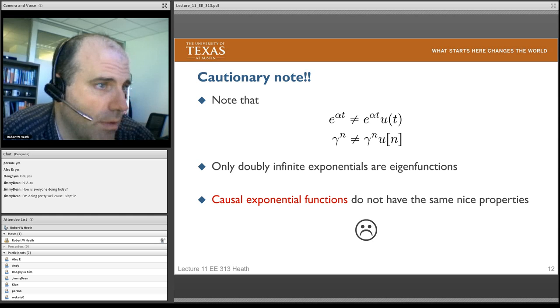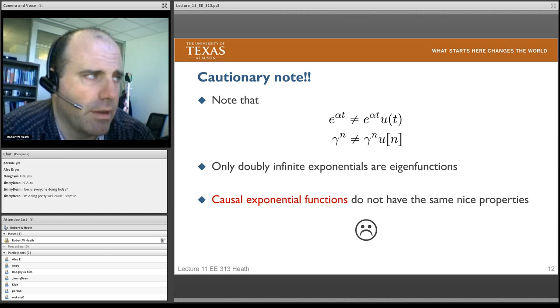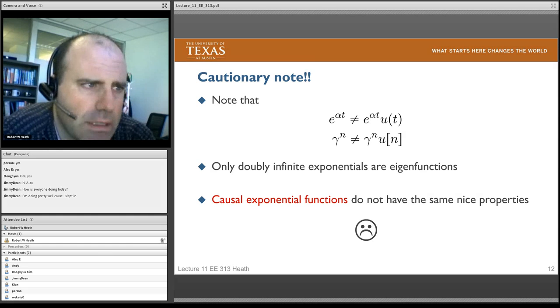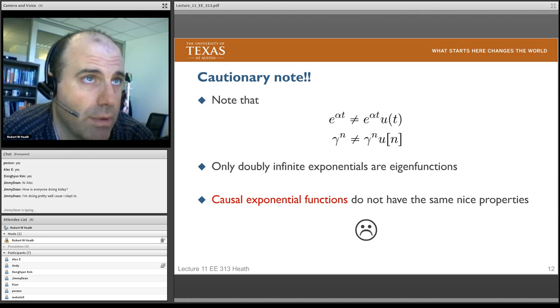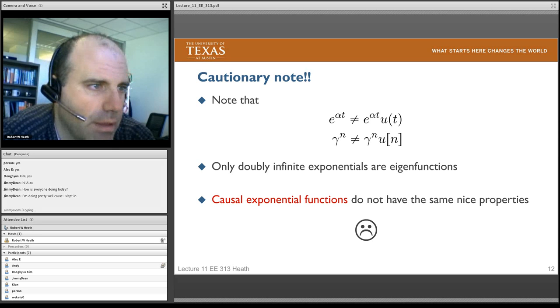Okay, now one thing I want to again make clear is that the exponentials we're talking about here that are eigenfunctions are doubly infinite. Notice that there was no unit step function at all, so no u of t and u of n here. A lot of the problems that we solve have these unit steps, and unfortunately, you can't really simplify in that case.